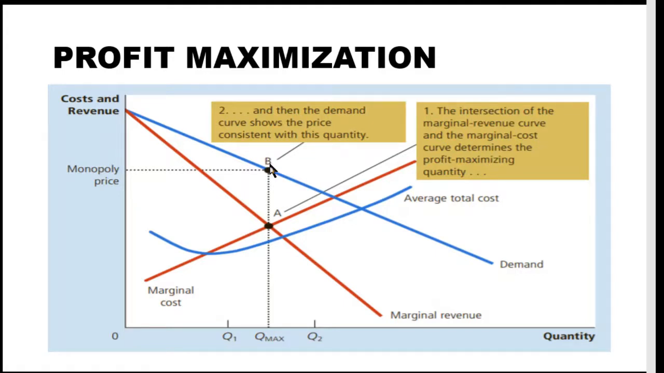So a key difference between the markets with competitive firms and markets with monopoly firm, in competitive markets, price equals marginal cost, but in monopolized markets, price will exceed the marginal cost.